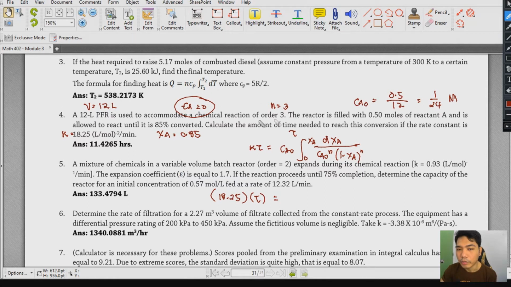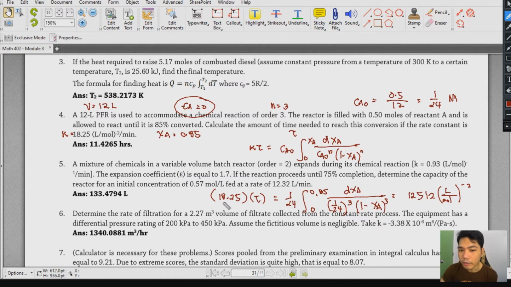We equate this with CaO, that's 1/24. Then we multiply this to the integral from 0 to 0.85 of dXA, dividing this by 1/24 raised to, ano ba yung order? That's 3. And then (1 minus XA) raised to 3. So yung XA, i-leave nyo lang dyan as parang X sa inyong calculator kasi that's our unknown. So from this, you should be getting a value of 12512 liter per mole squared, to the -2. So yan yung unit niya, no?